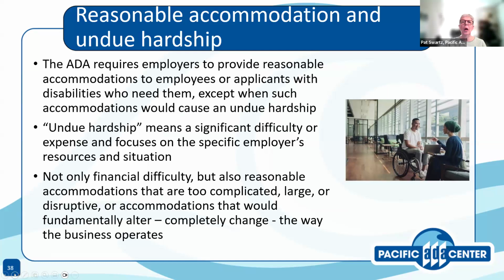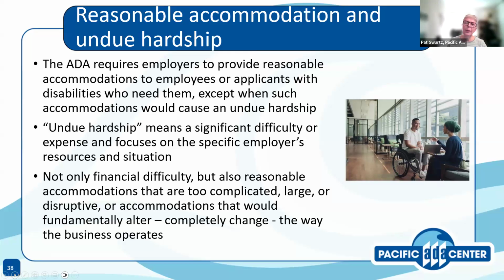And so reasonable accommodation and undue hardship is another consideration. The ADA requires employers to provide reasonable accommodations to employees or applicants with disabilities who need them, except when such accommodations would cause what's called an undue hardship. And that means a significant difficulty or expense, and focuses on the specific employer's resources and situation.